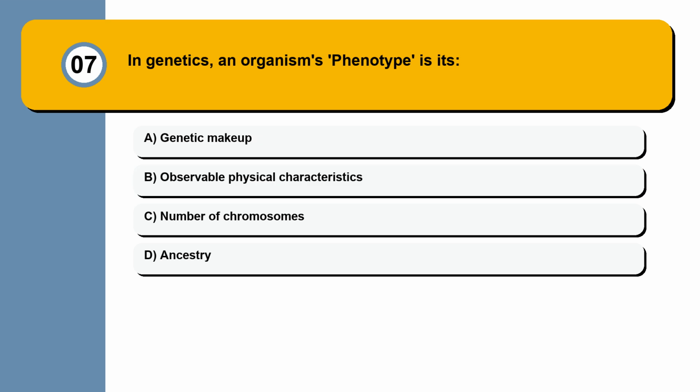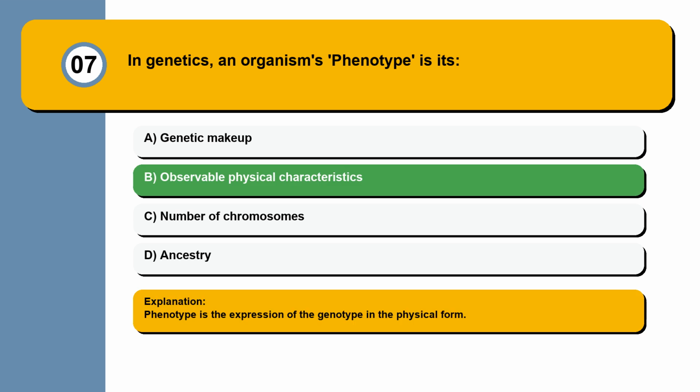Question 7. In genetics, an organism's phenotype is its genetic makeup, observable physical characteristics, number of chromosomes, ancestry. Phenotype is the expression of the genotype in the physical form.